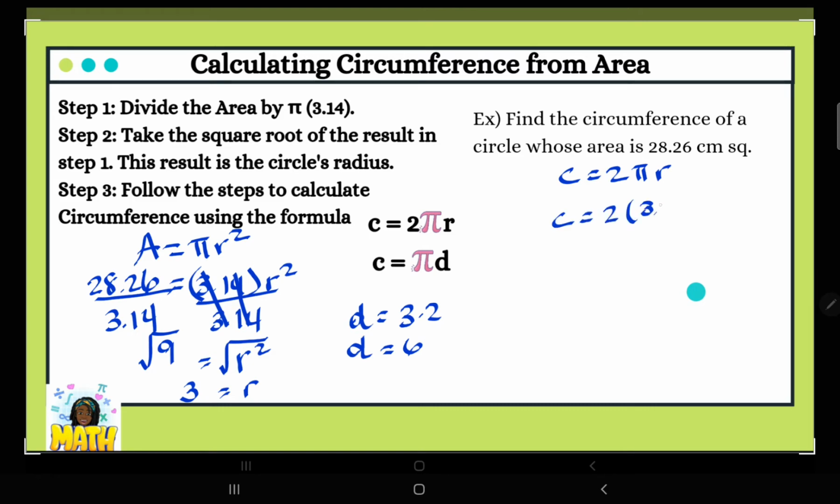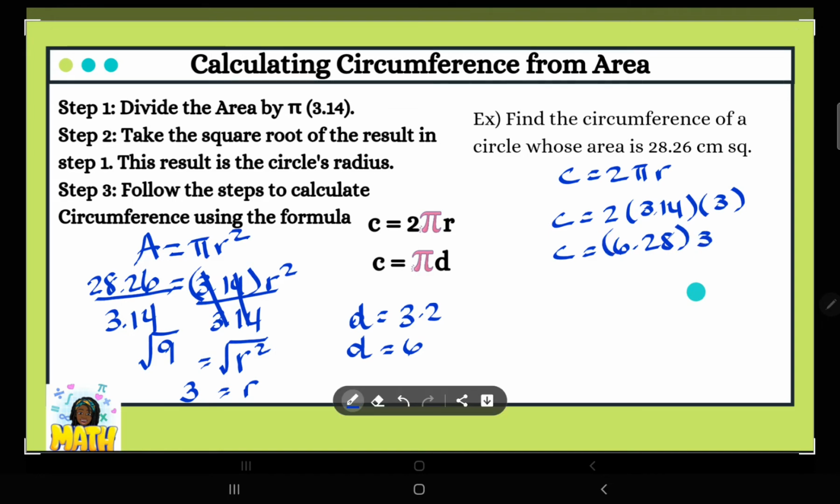I'm going to replace pi with 3.14 and plug in my 3 for r. So now I have 2 times 3.14, which is 6.28, and now I'm going to multiply that by 3. The product of 6.28 and 3 is equal to 18.84. So the circumference of a circle whose area is 28.26 centimeters squared is 18.84 centimeters. It's no longer going to be squared units because we're not dealing with area, we're dealing with circumference.